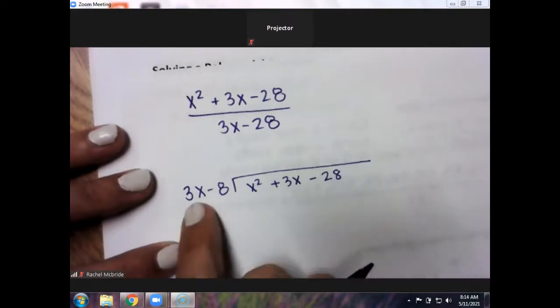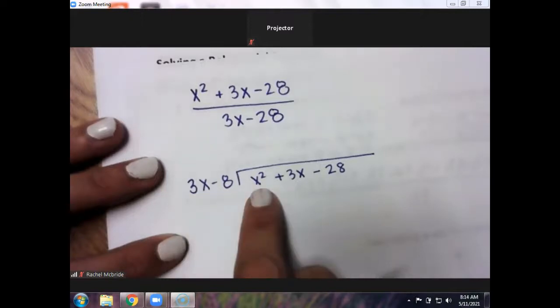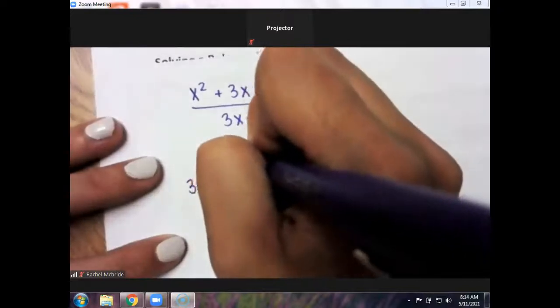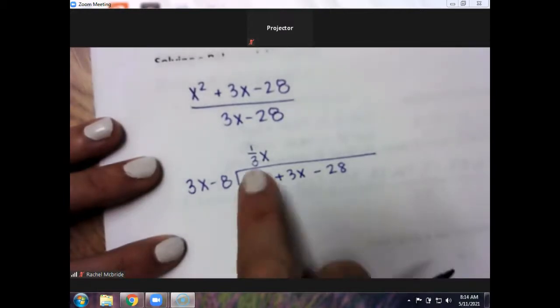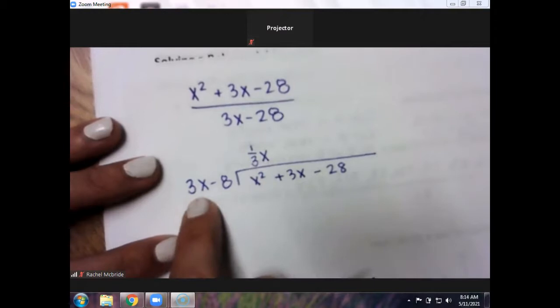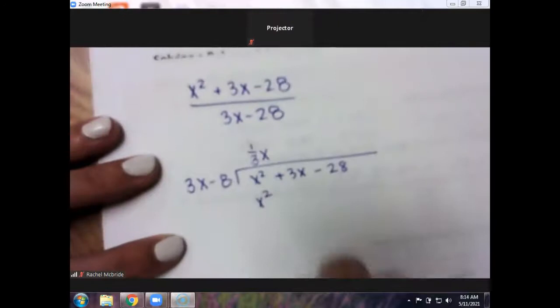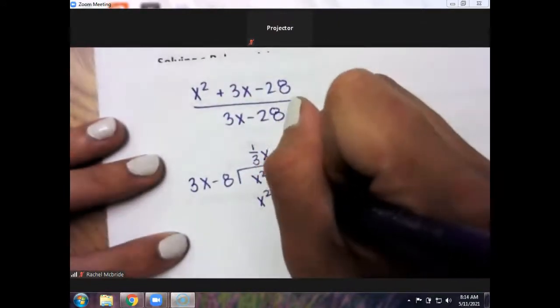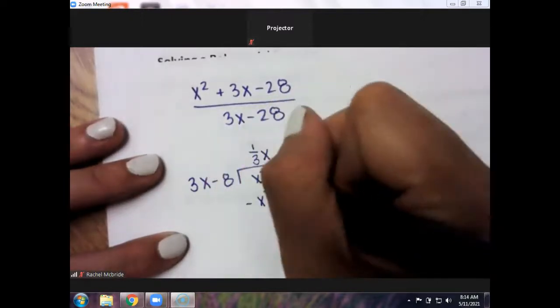So then this one's a little tricky, right? Because you have to say, okay, what do you multiply 3x by to get x squared? And you would need to multiply by 1/3. So 1/3 x times 3x would give you x squared. 1/3 x times negative 8 gives you negative 8/3 x. You change your signs.